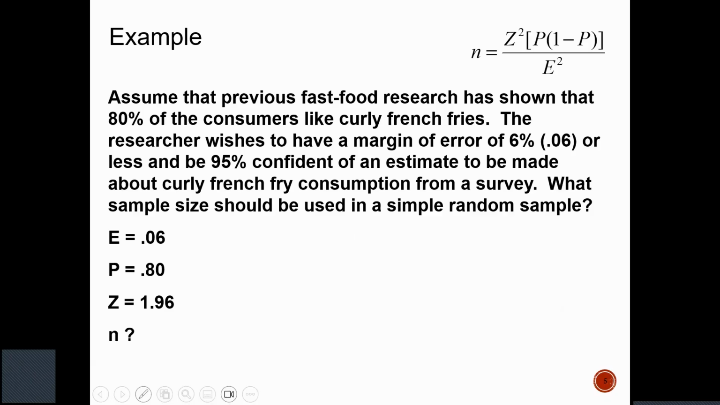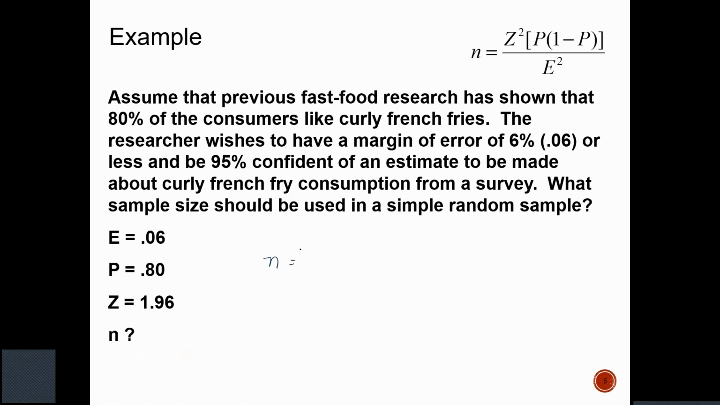So here's an example. Assume that previous fast food research has shown that 80% of consumers like curly French fries. The researcher wishes to have a margin of error of 6%, which is 0.06, or less, and be 95% confident of an estimate to be made about curly French fry consumption from a survey. What sample size should be used in a simple random sample? So the margin of error that we want is 0.06, E. The proportion that we have from the past is 0.80, 80%, and at 95% confidence, Z is 1.96. So what is n in this case?